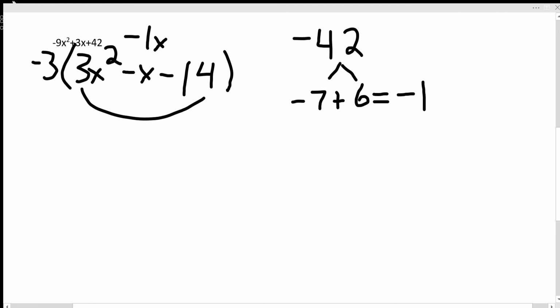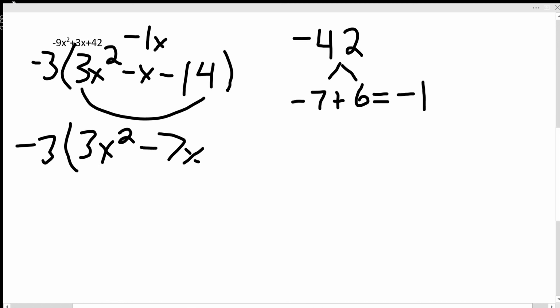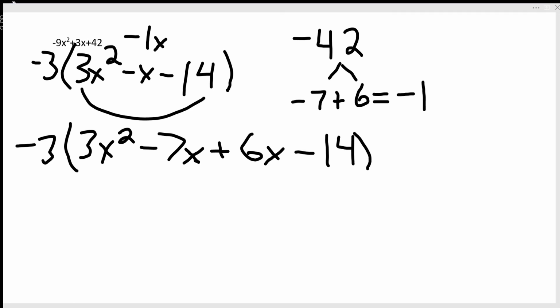So let's rewrite this expression now. We keep our negative 3 out front, and then we'll have our 3x squared minus 7x plus 6x minus 14. Alright. Now, let's focus on our first set of terms.